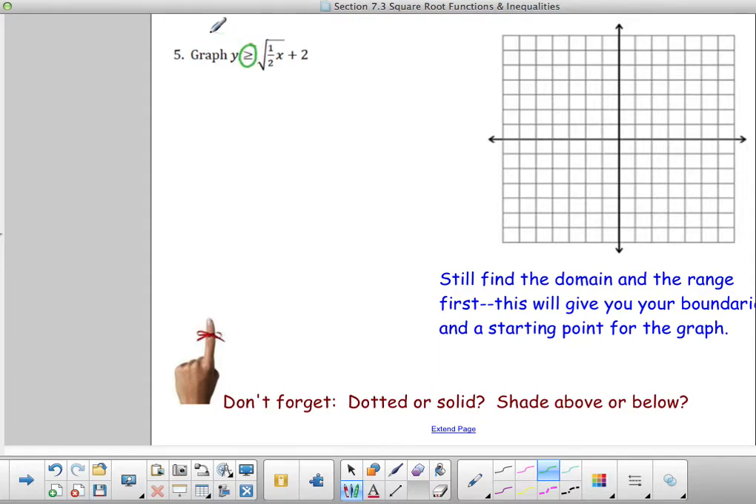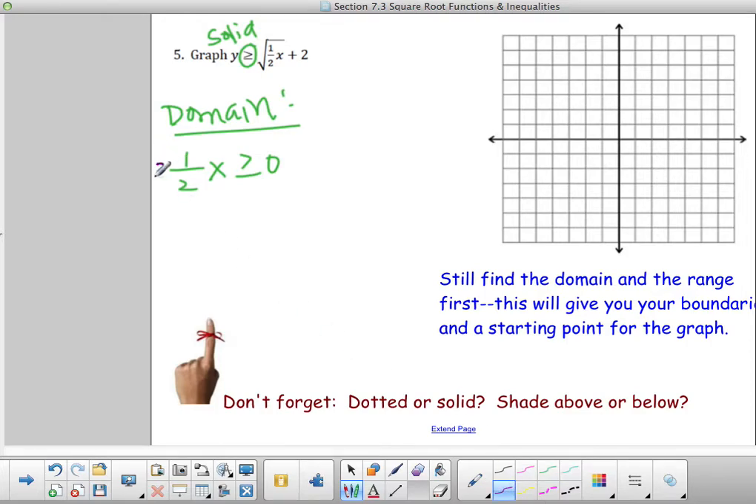Y is greater than or equal to. So this tells me it's a solid line because it's equal to. Okay, so I can draw a solid line. And same thing, let's start out with our domain. It's what's underneath the radical. And it has to be greater than or equal to 0.